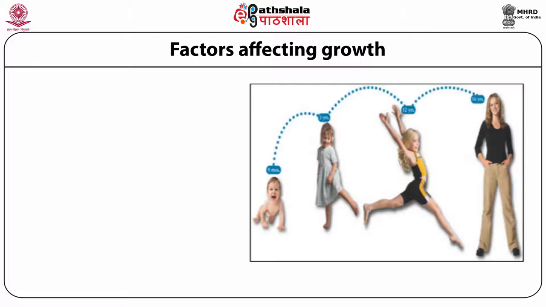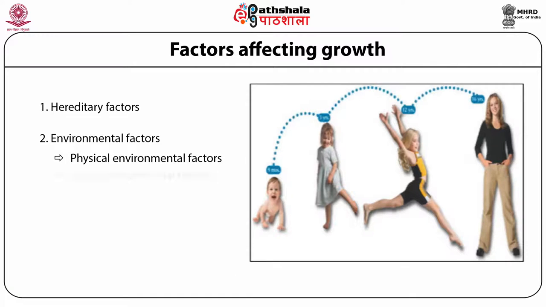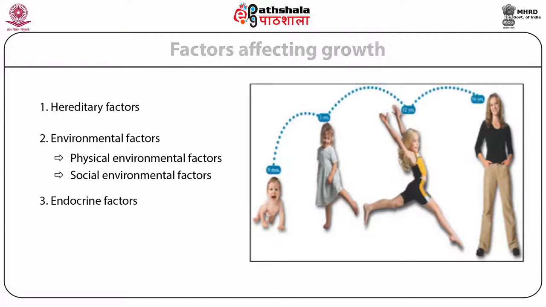Genes do not directly cause growth and development; rather, the expression is mediated by several biological systems operating within an environment appropriate for growth. Growth and development therefore depend on the following factors. First, hereditary factor. Second, environmental factor. Environmental factor may be physical environmental factor or social environmental factor. And third is endocrine factor.